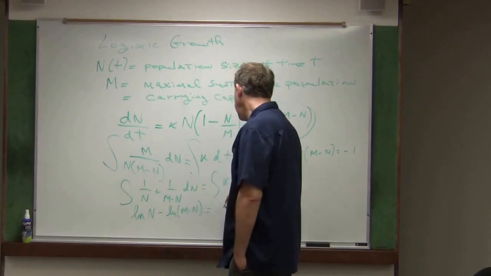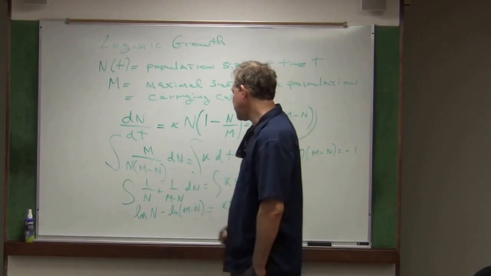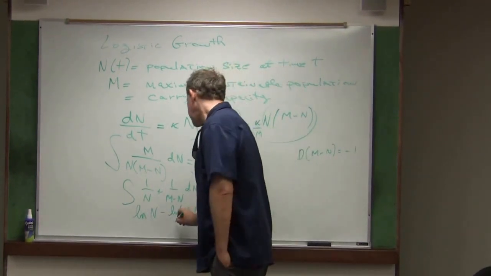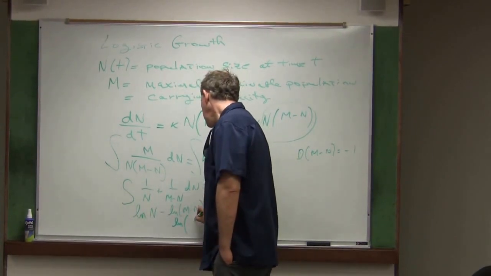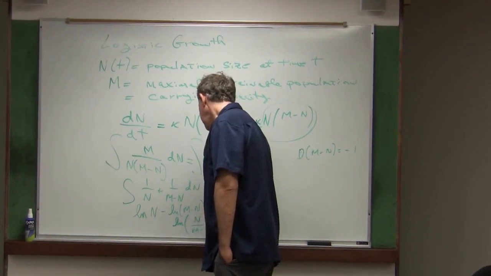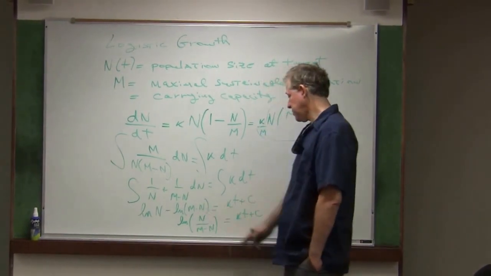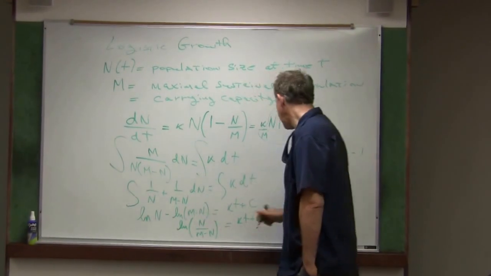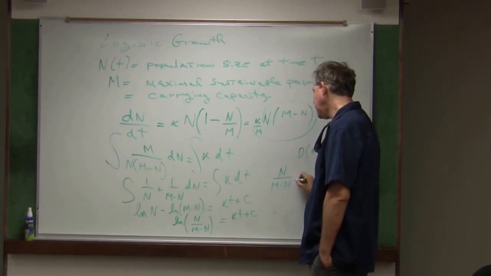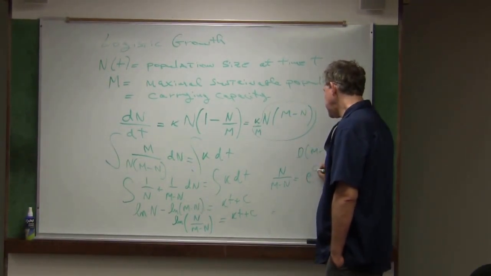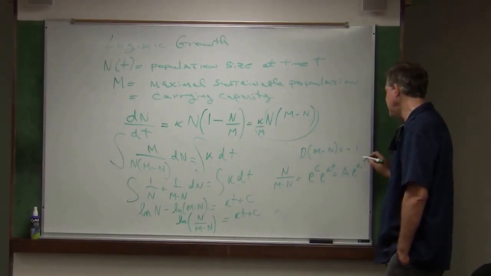This is just going to be kt plus C. So this is going to be ln of N over (M minus N), equal to kt plus C. Now how do we get rid of the log? E to this, e to that. So N over (M minus N) is going to be e to the C times e to the kt. We'll just rename this A e to the kt or something like that.